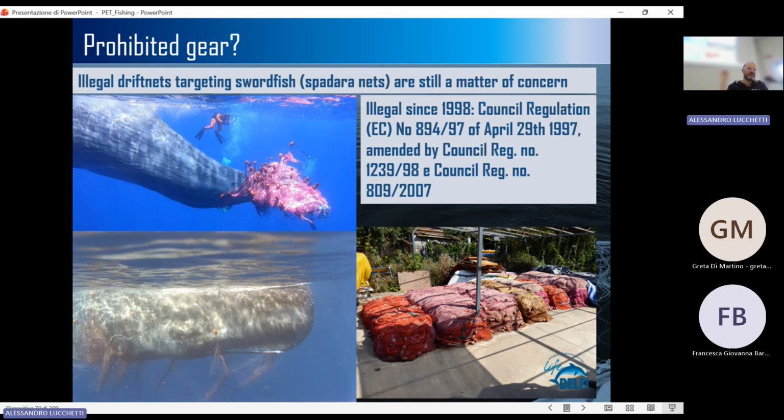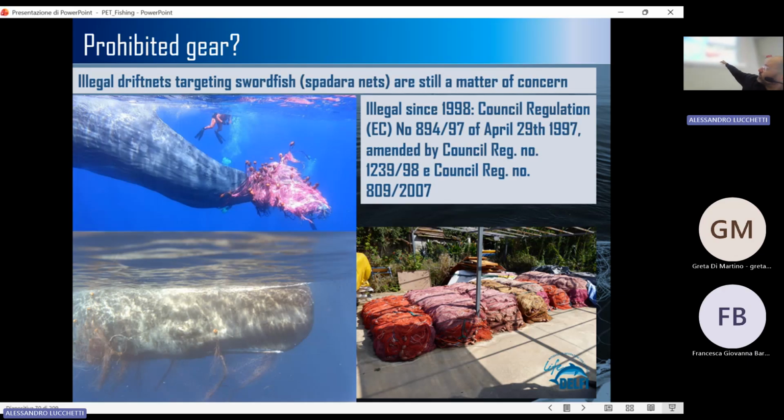Then we also have this prohibited gear. As a management, we can have closed areas for season. We can forbid some specific gear. These are the famous Spadara nets. This image was taken in 2020 probably, and this was a sperm whale totally entangled in this type of net.